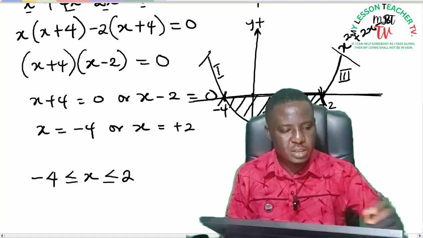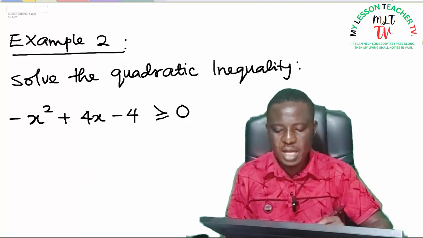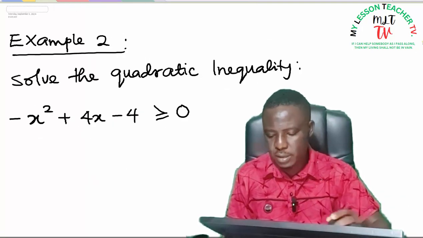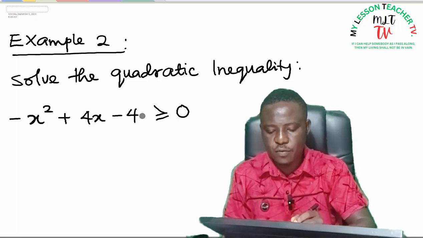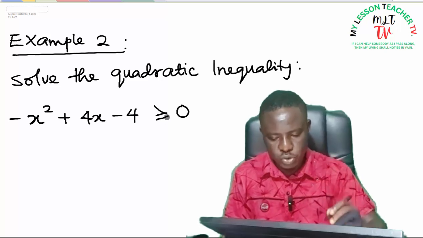Let's take example 2. In example 2, we are asked to solve the quadratic inequality minus x squared plus 4x minus 4 is greater than or equal to 0.